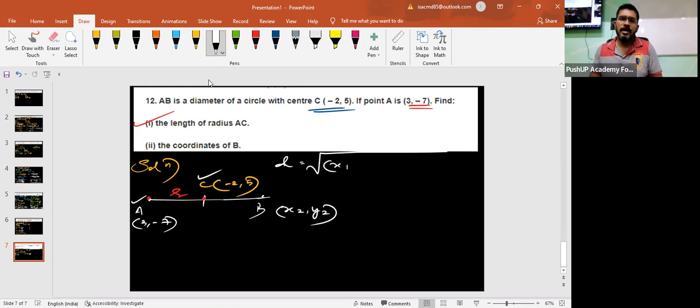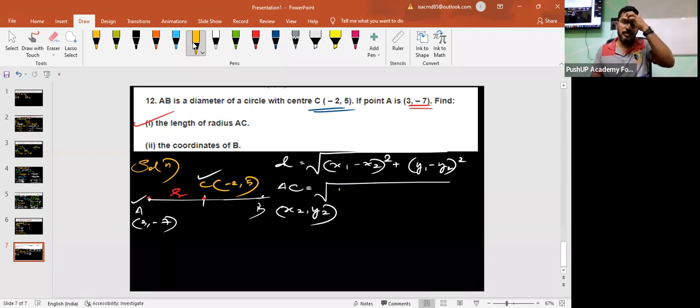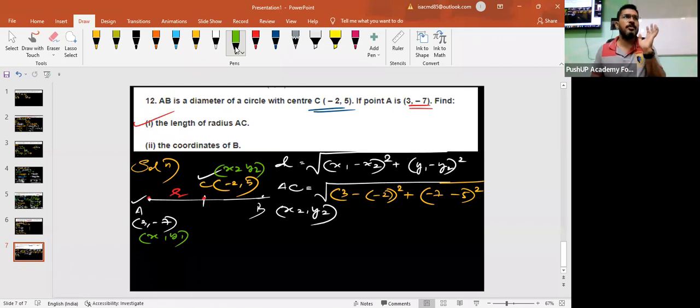Square root of (x1 minus x2) the whole square plus (y1 minus y2) the whole square. So the distance AC would be square root of (3 minus minus 2) the whole square plus (7 minus 5) the whole square. Children, for the time being, we are assuming the coordinates of A as x1, y1, and the coordinates of C as x2, y2. I repeat, for the time being, I am using that.